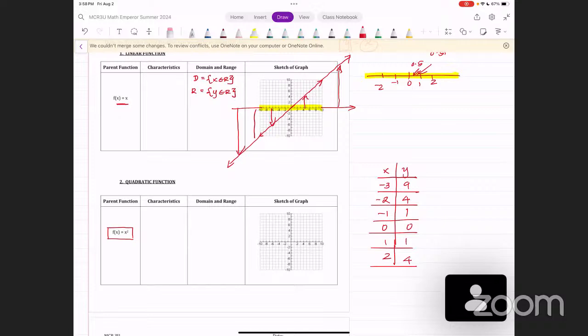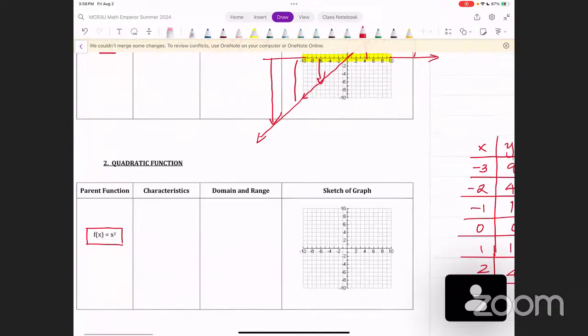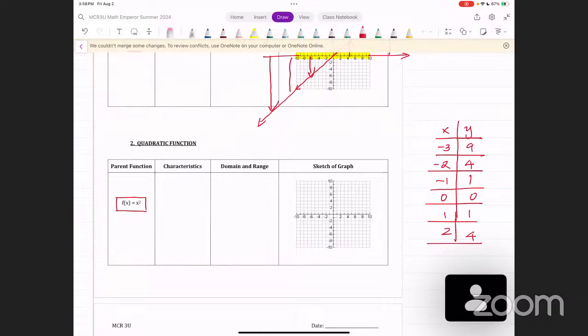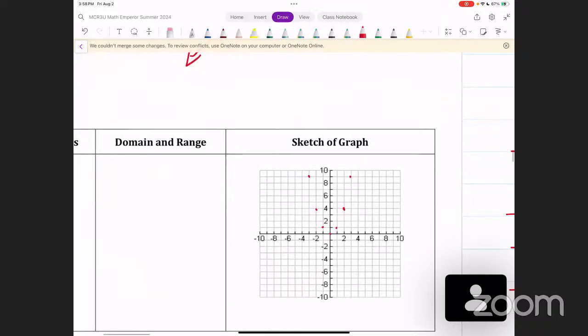Okay, so now let me go back and plug these points into the graph to see what I would get. -3, 9. -2, 4. -1, 1. 0, 0. 1, 1. 2, 4. 3, 9. Did you see how I plotted those points? My question is, do you think I can connect all those points with one line?